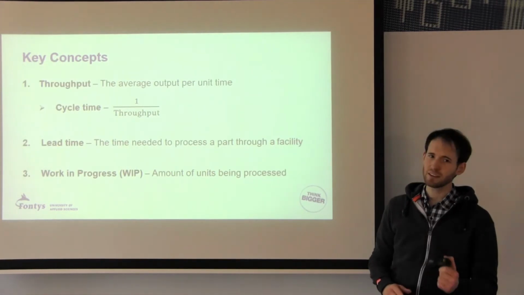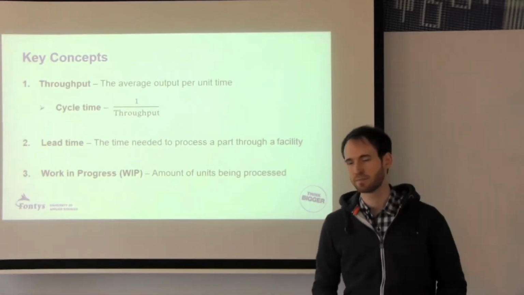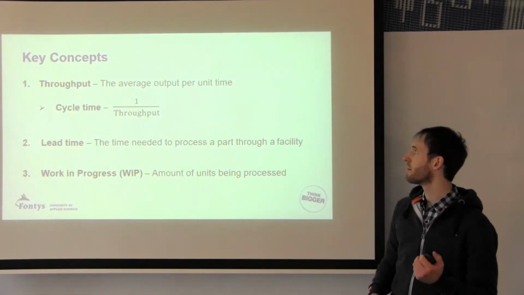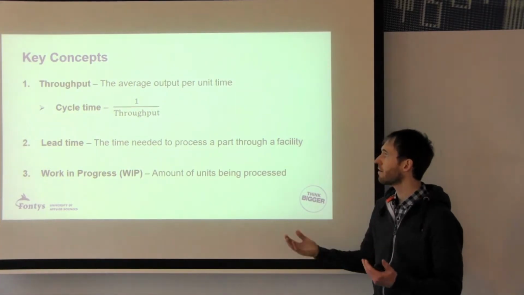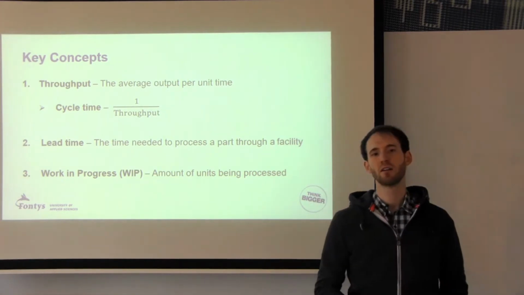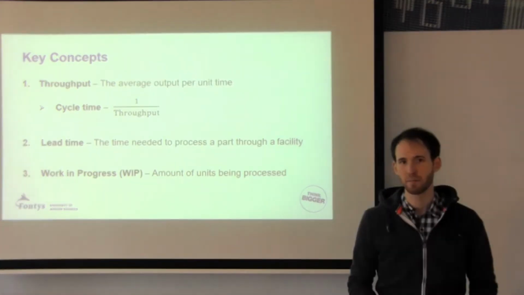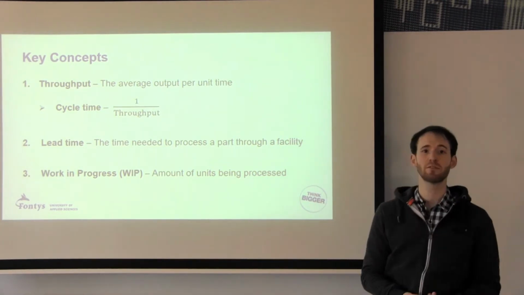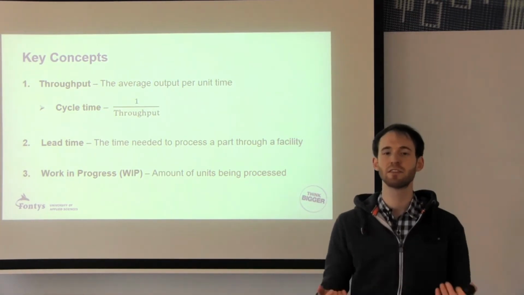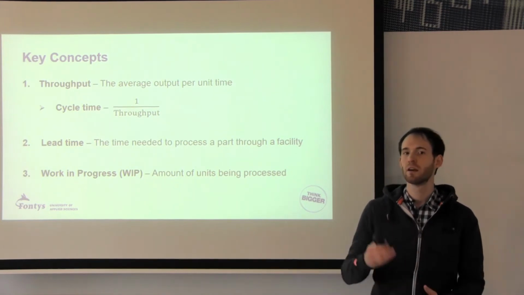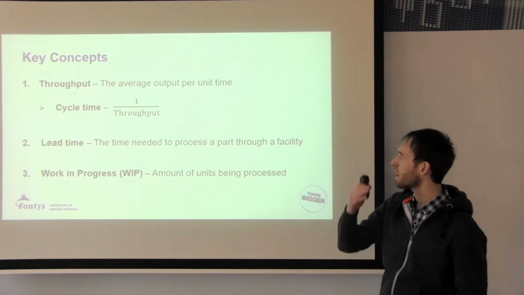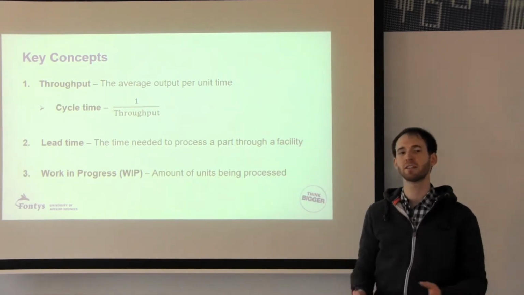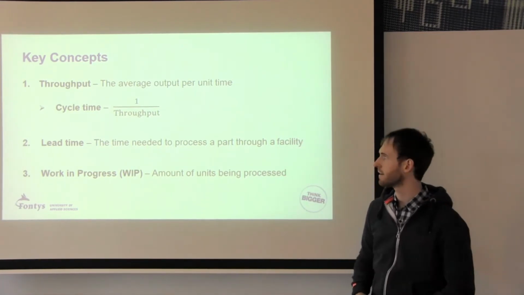Then it's important that we look at certain key concepts. The first one is throughput, which is the average amount of units, let's say the average output per a certain amount of time. If we were a smartphone manufacturer, we could produce 60 smartphones an hour. The average output per unit time could be per hour, per minute, per day, or something like that.